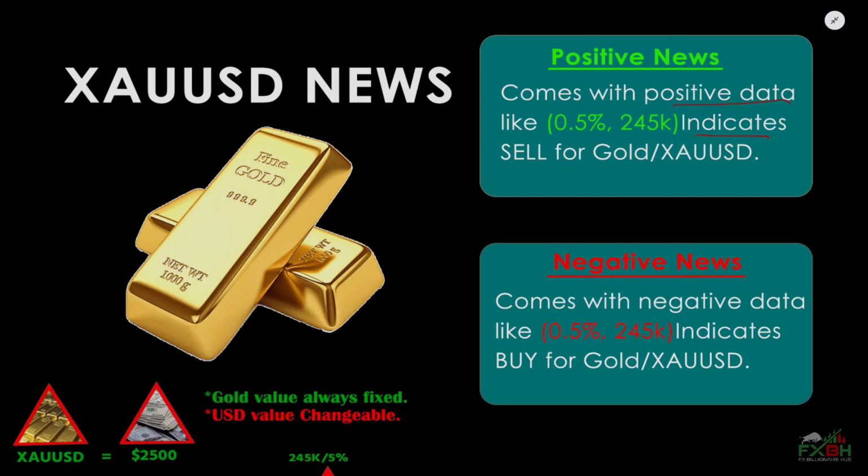There are two types of news that come on the market: one is positive news, another is negative news. If news data comes with positive data, like green 0.5%, green 245k, it indicates sell for gold or XAUUSD. Negative data, like red 0.5%, red 245k, indicates buy for gold. You may ask me, Mr. Boom, why do we sell gold on positive data and buy gold on negative data? Let me explain it.